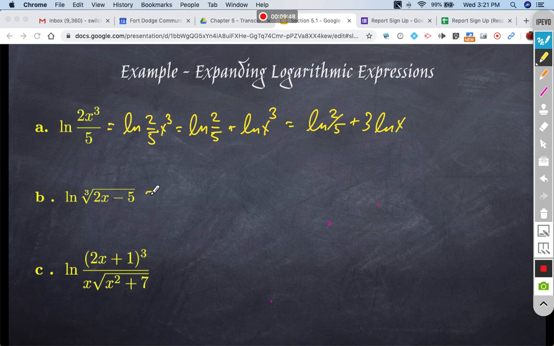So in this one, I'm again going to say this is 2x minus 5 to the 1/3 power. So this is just 1/3 times the natural log of 2x minus 5. Isn't that great? We got rid of the third root. I like getting rid of radicals, right?